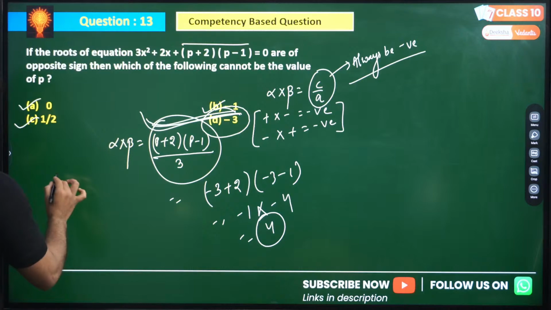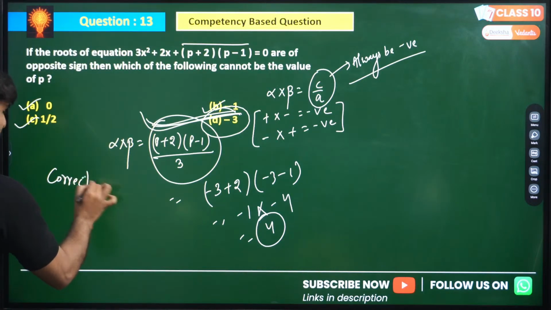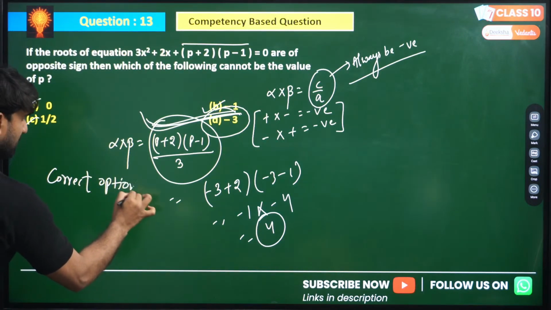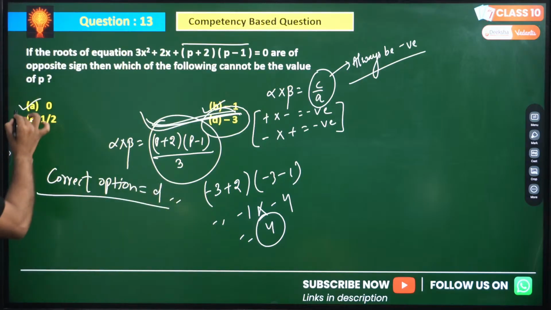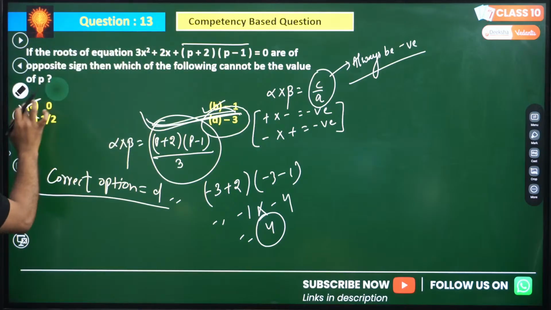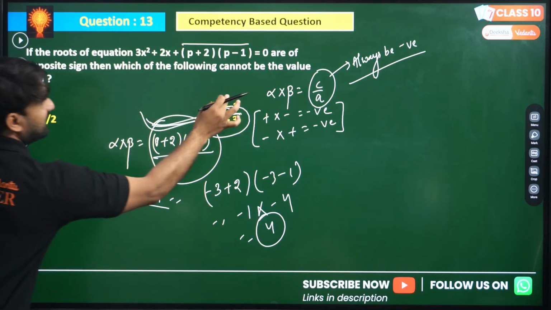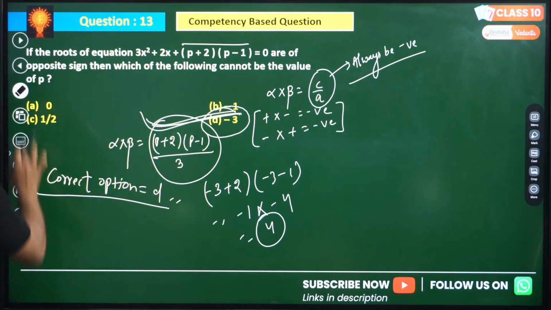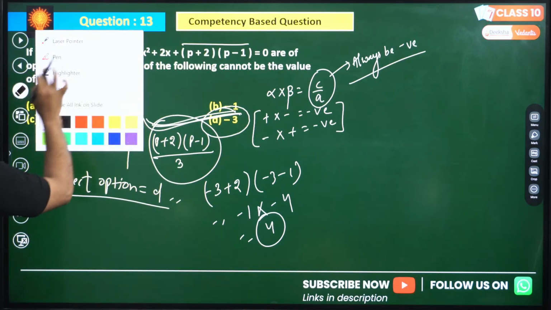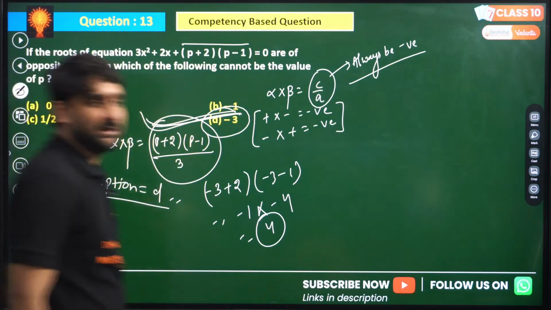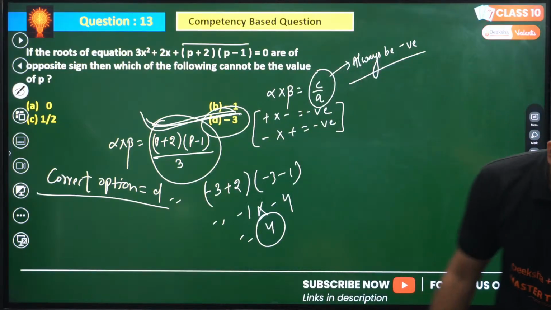I'm writing the word correct here because I had ticked here with a sign, so I should delete this, so that students going through this video later are not confused. So D is the correct answer. Minus 3 cannot be the value of p.